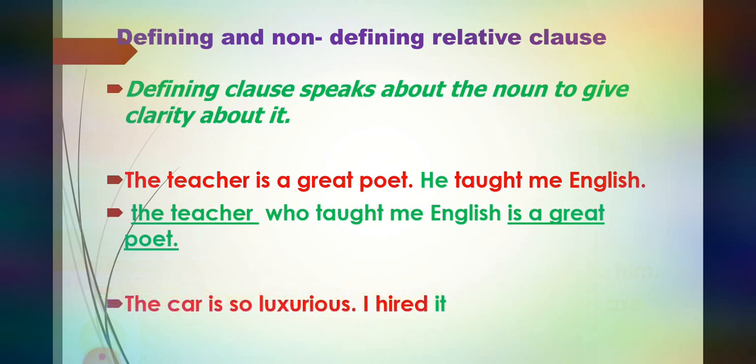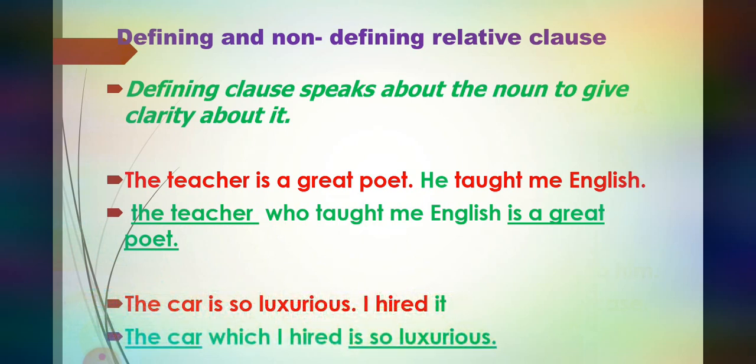Next sentence: the car is so luxurious, I hired it. You can combine like this: the car which I hired is so luxurious. So in the place of it, we have used the relative pronoun which. The car which I hired is so luxurious. So here we are talking about the car. So that's why the relative clause which I hired came adjacent to the car.